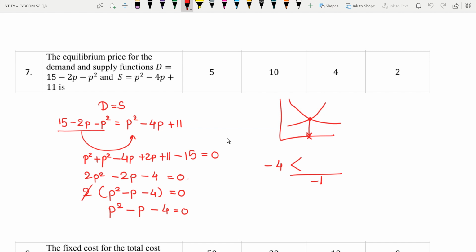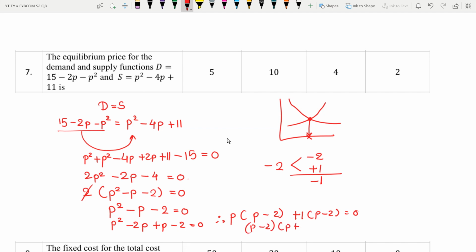Okay, wait. I made some mistake over here. This should be 2, because if I take 2 outside, this should have been 2. So minus 2 should be divided such that it is minus 2 and plus 1. Correct? So I get p square minus 2p plus p minus 2 equal to 0. Therefore, I can take p common, so it is p minus 2. From this, I'll take plus 1 common, so it is p minus 2. So I take p minus 2 common. It is p minus 2 times p plus 1 equal to 0.